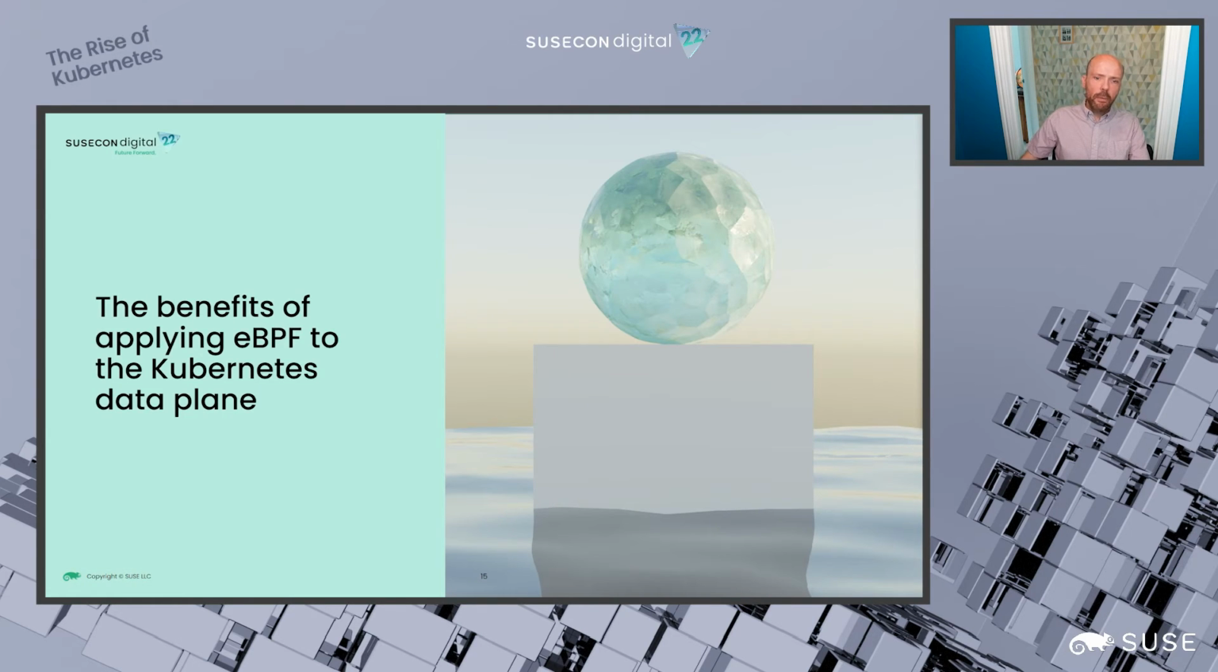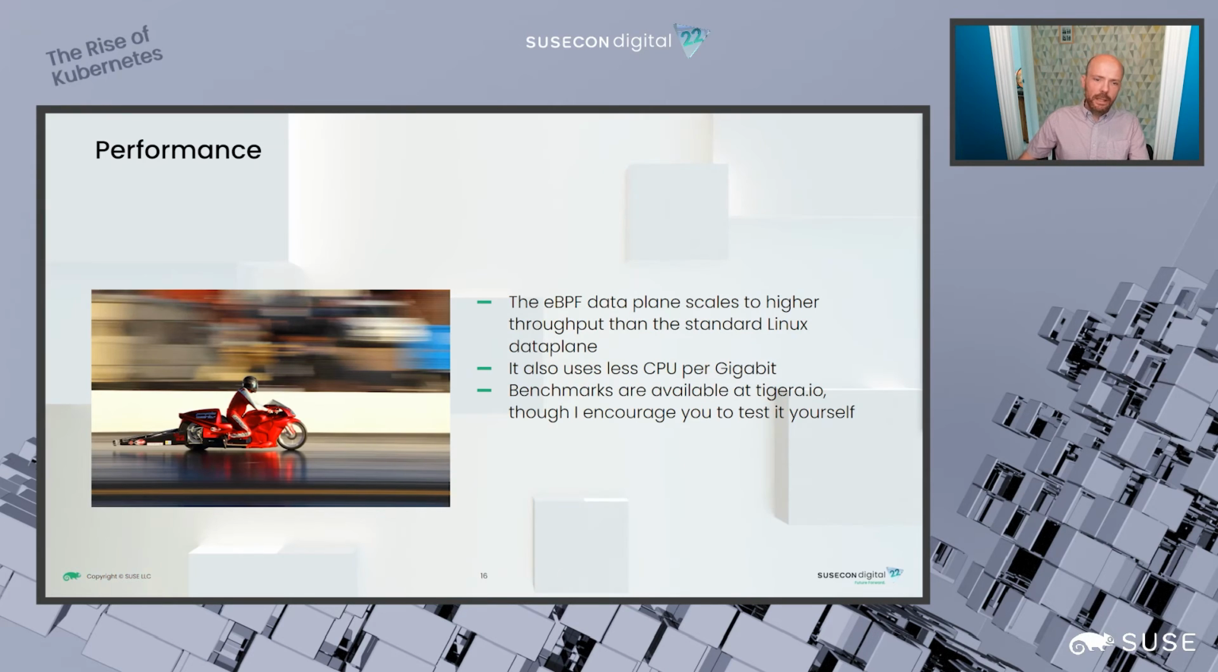So what are the benefits of applying eBPF to the Kubernetes data plane? Well, some of them you may be able to guess. The most obvious one is performance. The Calico eBPF data plane scales to higher throughput than the standard Linux data plane. And the flip side of that coin is it also uses less CPU per gigabit of traffic. Benchmarks are available at tigera.io, though I encourage you to test it yourself, because just how big the benefit is varies depending on the implementation details of the cluster.